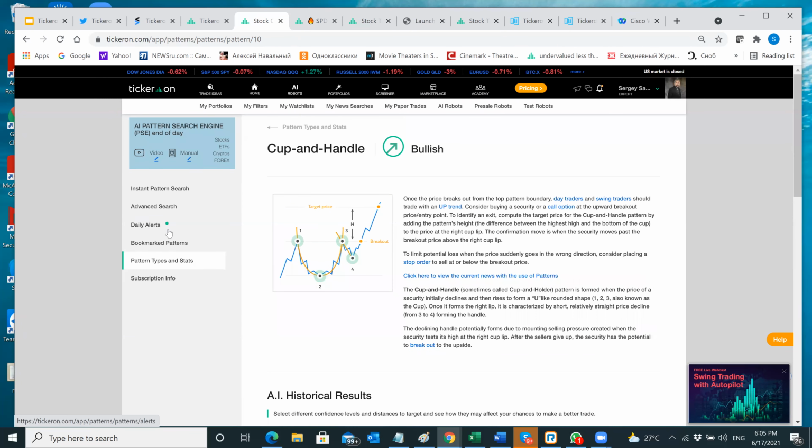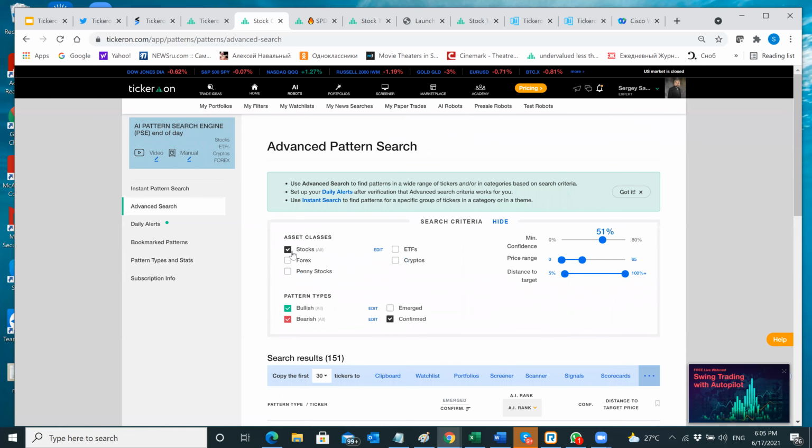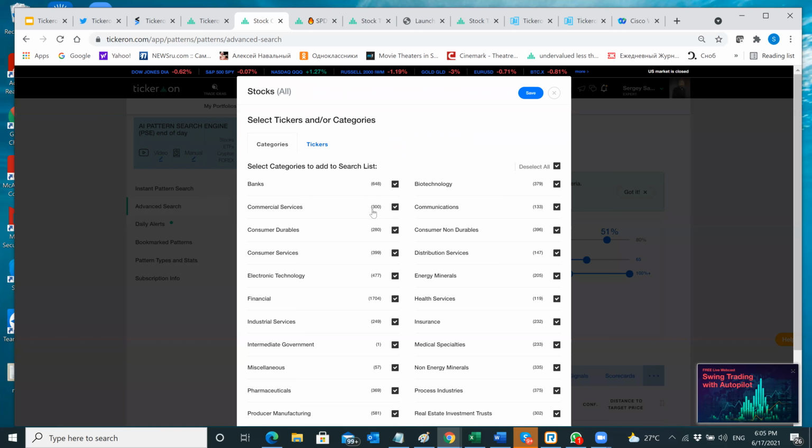So how to do that? You see advanced search, stocks, okay? You can edit what kind of categories you can use, you see? You can select all and then say, I want to work only with banks, and let's say biotechnology, click save, and then you're going to receive only signals for the banks and biotechnology, okay?